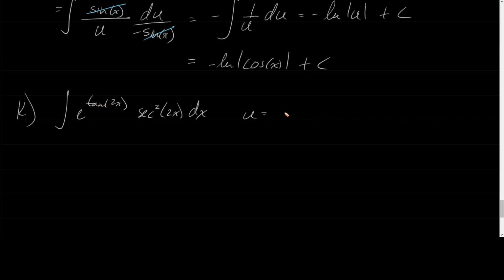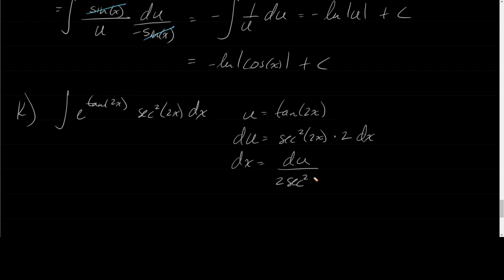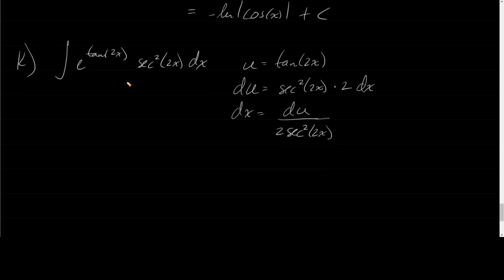So if u is tan of 2x, then du would be equal to the derivative of tangent, secant squared, and then by the chain rule times the derivative of the inside, so times 2 and dx. Alright, so that's our differential. And then dx would be du over 2 secant squared of 2x. And at that point, we can rewrite this.